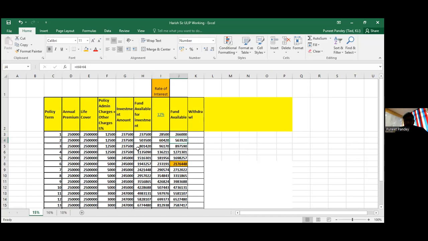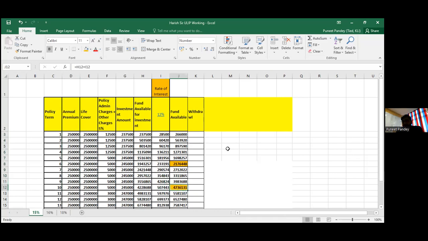Fine. Third year, again, he paid 2,50,000 rupees minus all charges, 2,37,500 plus available fund of first 2 years, it is 5 lakh rupees. So total investment fund is 8 lakh rupees, on which at the rate of 12%, he received 96,170 rupees as the return. So if he pays for first 10 years, he pays 2,50,000 rupees and his 25 lakh rupees will become 47 lakh rupees at the rate of 12%.